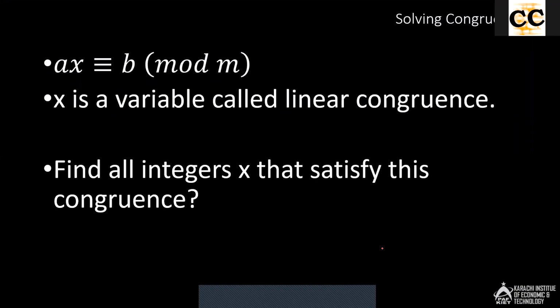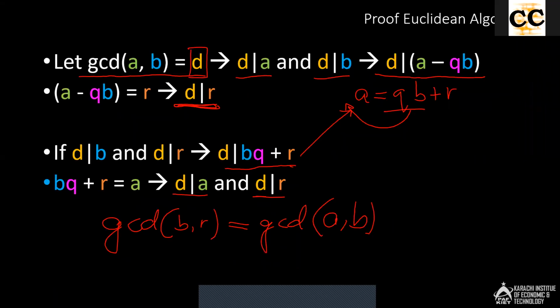So whenever we have an equation of the form AX is congruent to B in mod M, we say that this is a linear congruence of variable X, and we can solve this equation for X. And the purpose of this is to find all the integers X that satisfy this congruence. And the solution always exists. Okay. So we're not going to solve these congruences, but the proof for this also lies in the Euclidean algorithm.